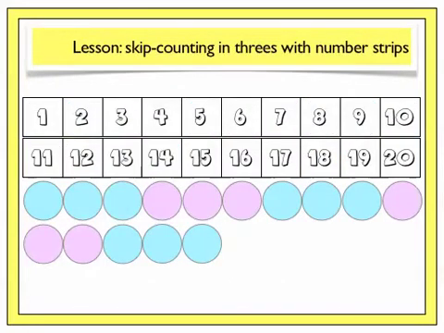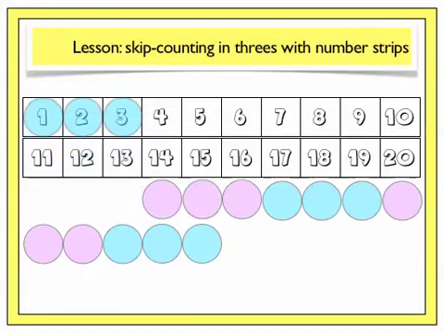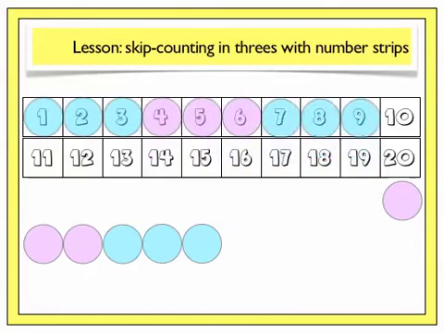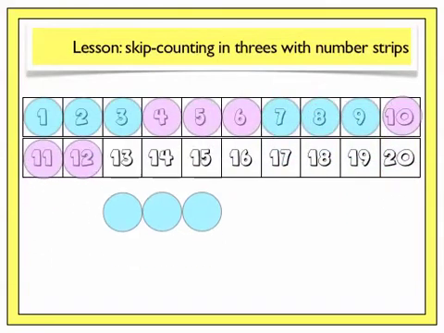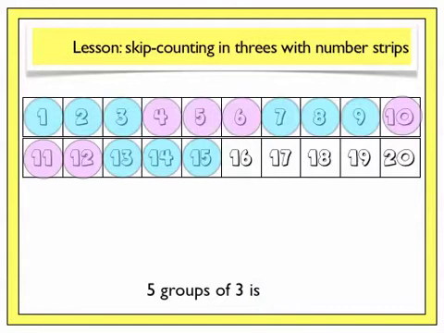Here is our blank number strip again, and the counters underneath are now arranged in alternating color groups that show a skip counting pattern of 3. Let's see what happens when I slide the counters onto the number strips in their groups of 3. Note the number that the third counter lands on this time. 3, 6, 9, 12, 15, yes, 5 groups of 3.